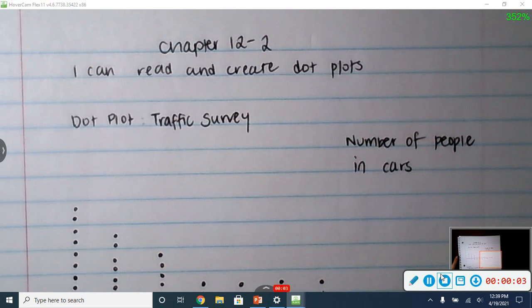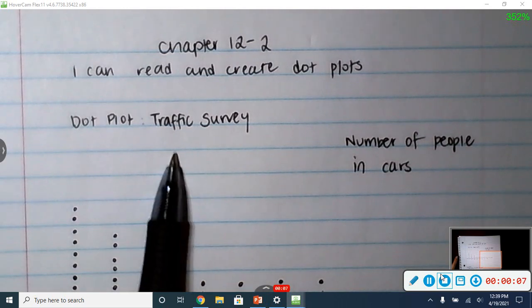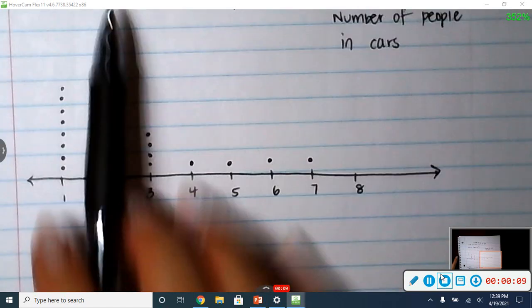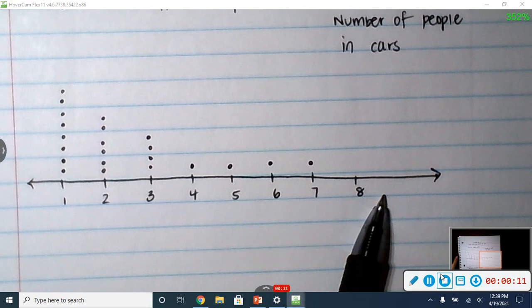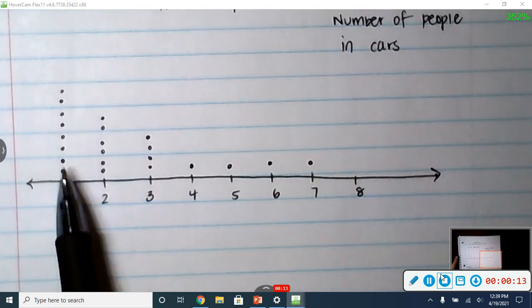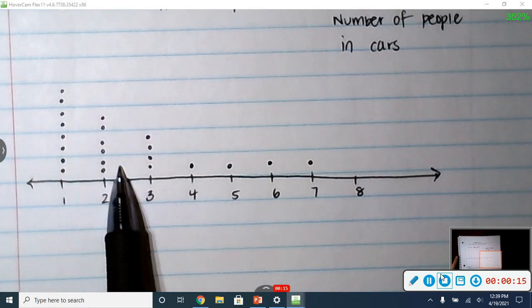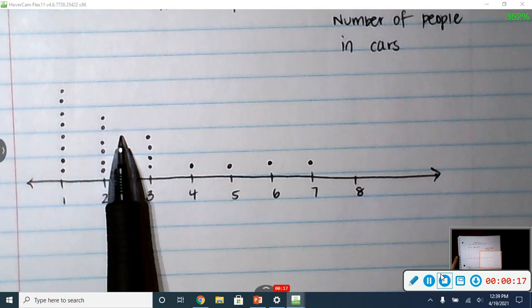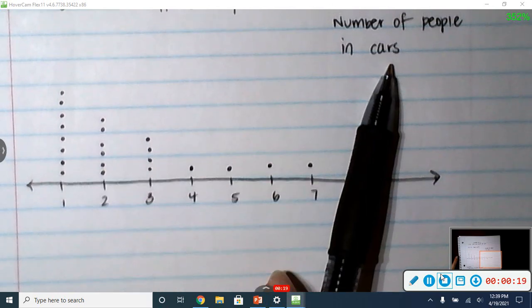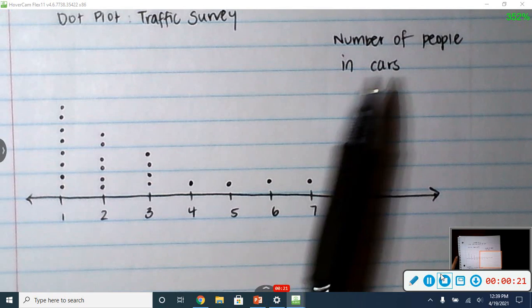So today we're going to be talking about how to read dot plots. This is an example of what a dot plot looks like. You'll have a line of numbers on the bottom and then dots that represent each data point. And in this case, this dot plot shows the number of people in cars.